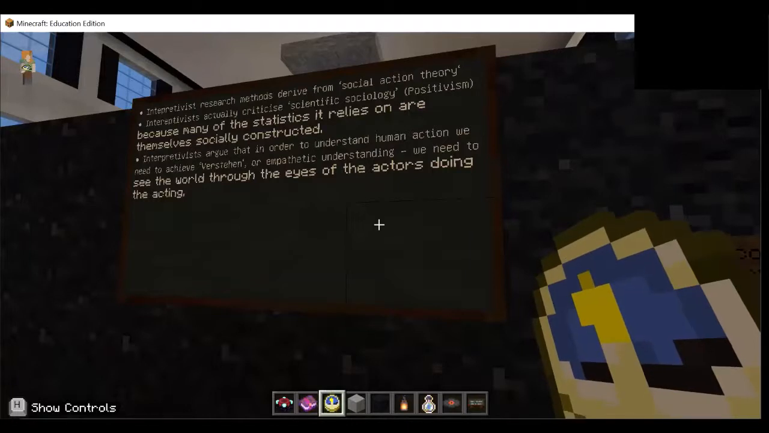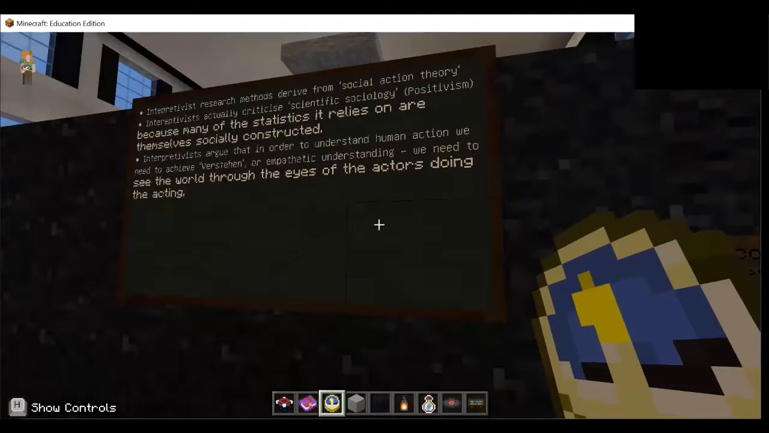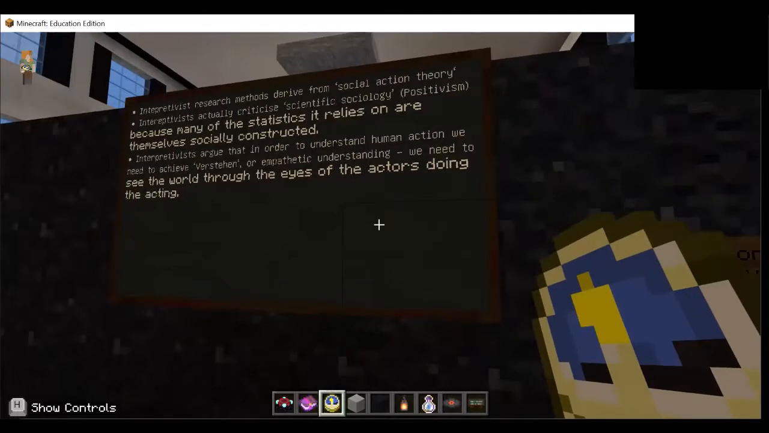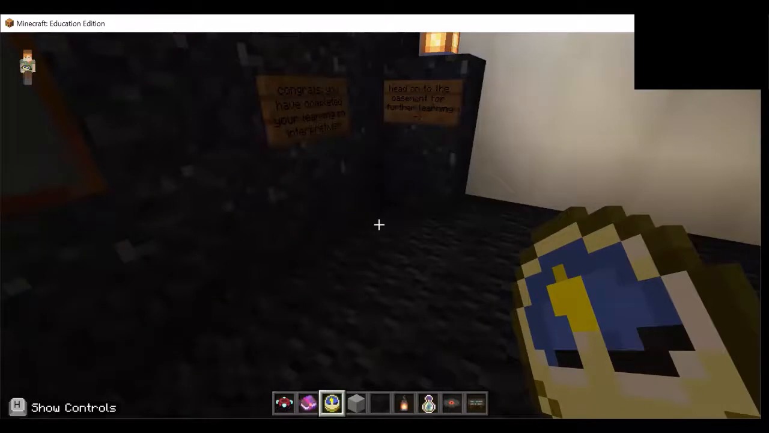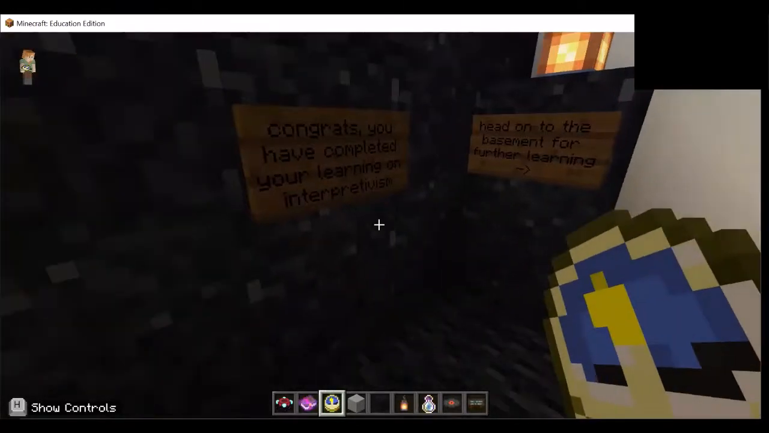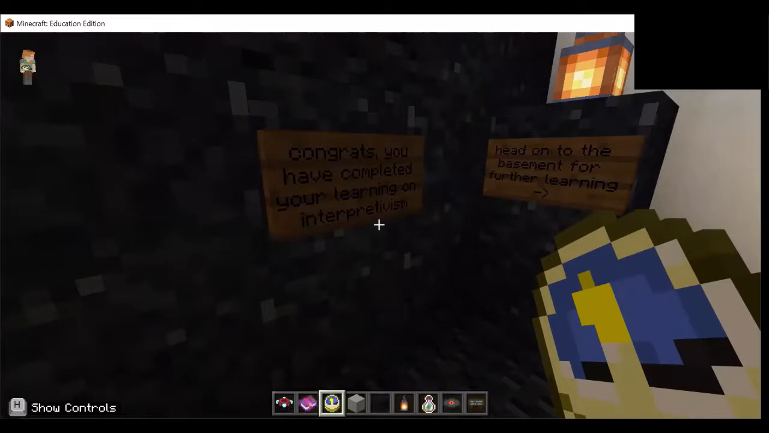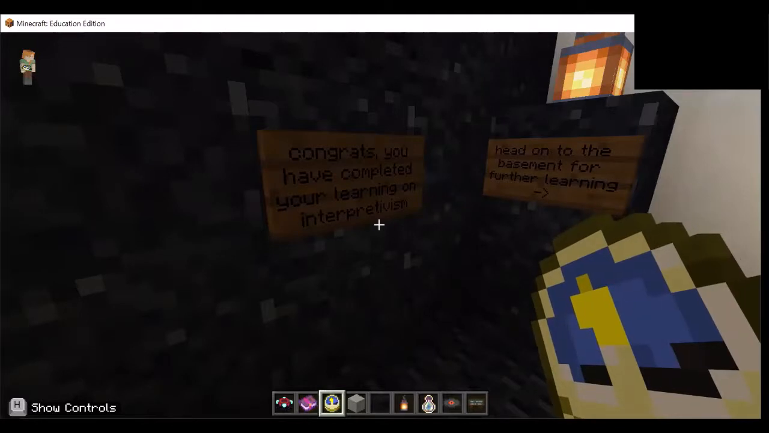We need to see the world through the eyes of the actors doing the acting. We shouldn't be very rigid. That's the word I was looking for. The positivist approach is a bit rigid. So this signpost tells us that congrats, you have completed your learning on interpretivism. I think this marks the end of our study session on interpretivism.